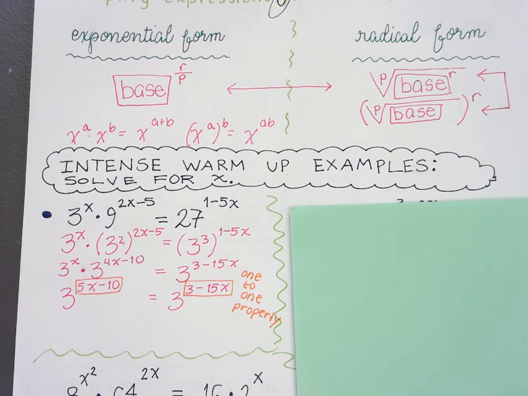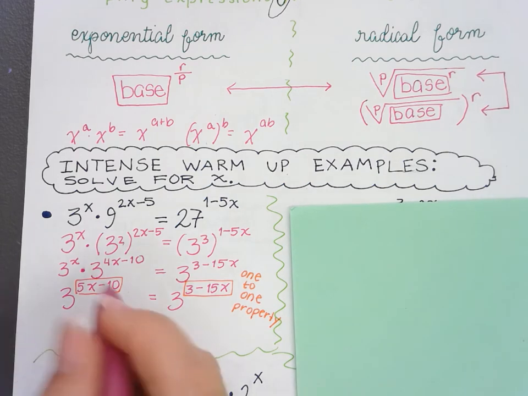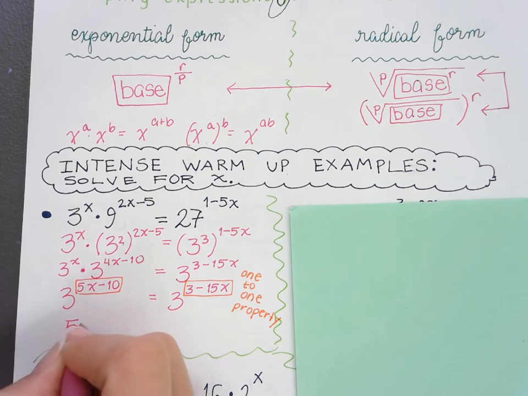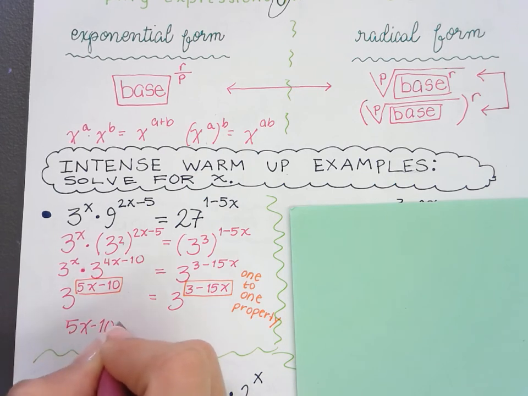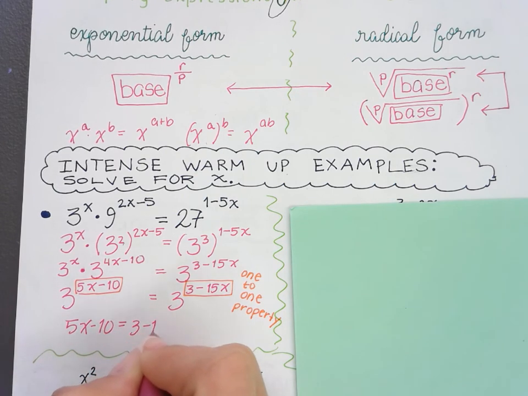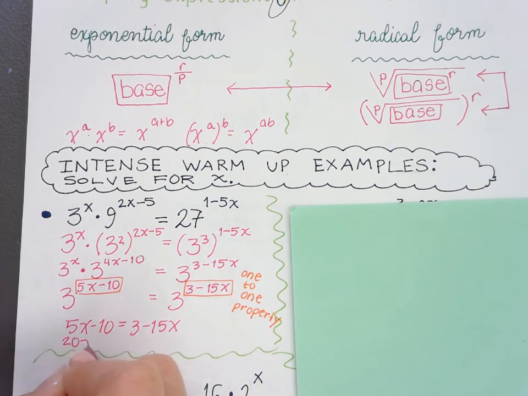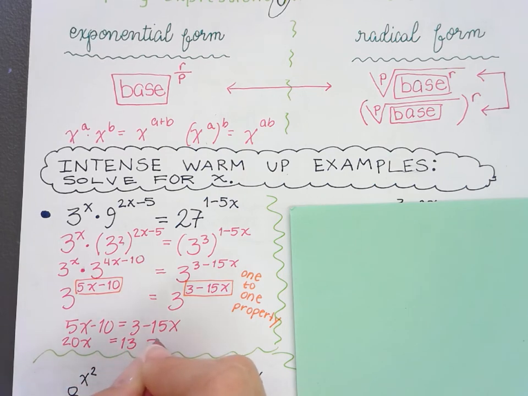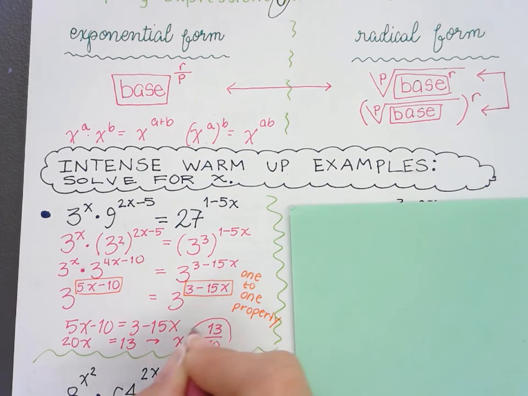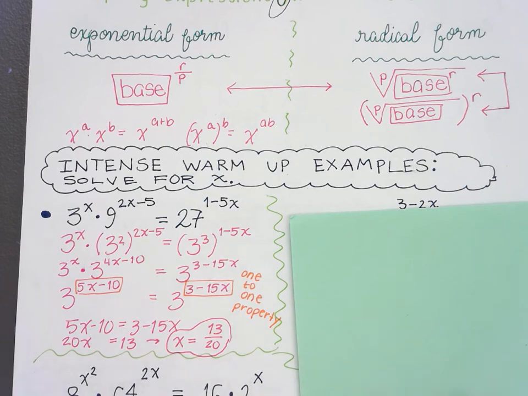So it's the one-to-one property. We'll get more into it in future lessons. 5x minus 10 equals 3 minus 15x. I'm going to add 15x here, that gives us 20x. I'm going to add 10 over here, that gives us 13. Squashing a little bit, but x equals 13 over 20. There it is. We're done.